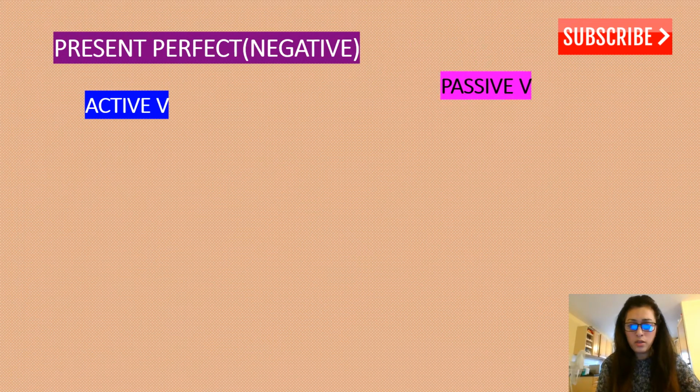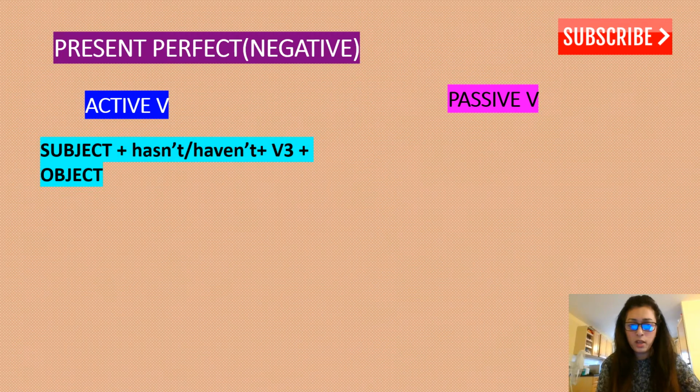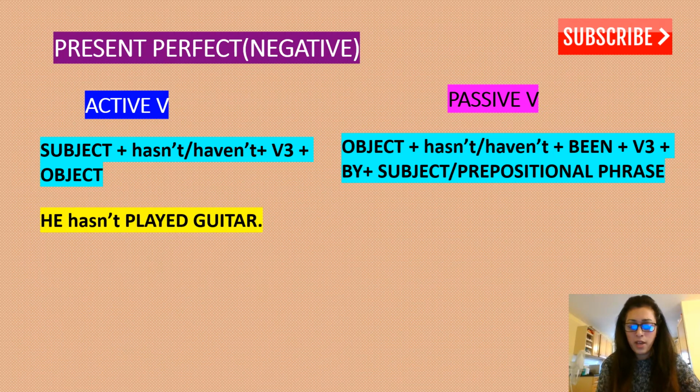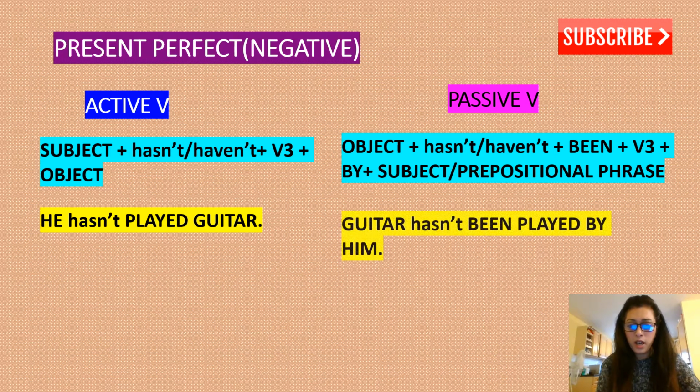Now, if I have to change the same sentences into negative, the active formation is going to be like subject plus hasn't or haven't with the verb third form and object. And with the passive, it will be object plus hasn't or haven't with been with verb third form, by, and subject or preposition phrase. So the same example changes to, he hasn't played guitar.